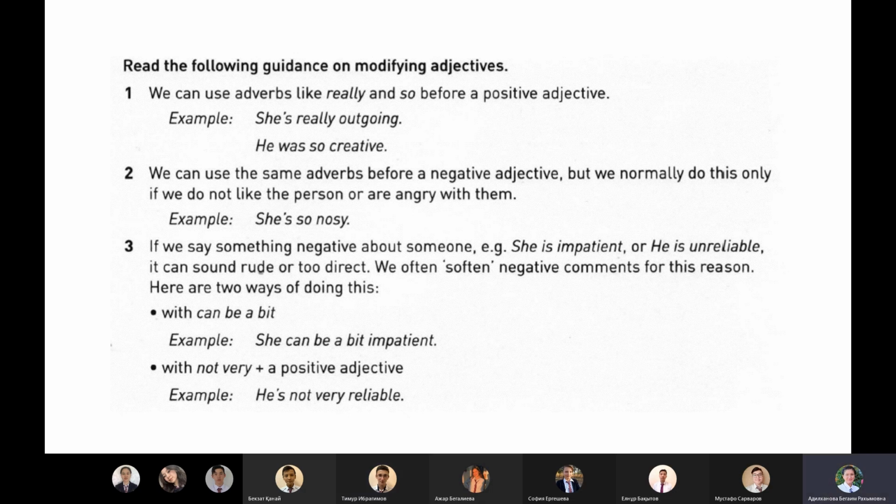If you say, for example, she can be impatient or she is impatient, it means you sound rude or maybe too direct. So in order to sound more neutral, if you remember for the writing task, we need to keep the neutrality. It's better to use softening like a bit. Or you can use the negative form not very plus a positive adjective. Instead of saying he is unreliable, we can say he is not very reliable.